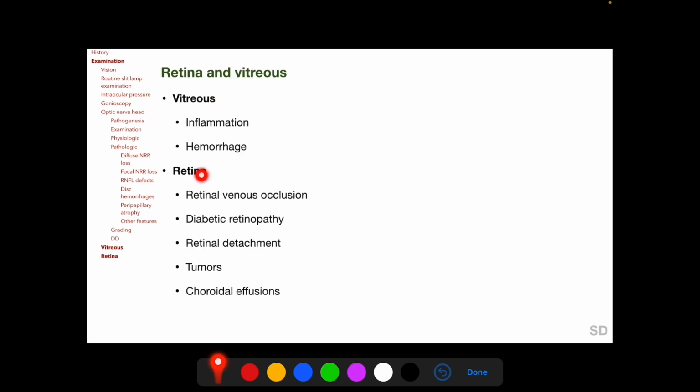Findings in vitreous and retina can indicate causes of secondary glaucoma, and this includes inflammation and hemorrhage in vitreous cavity, and in the retina, retinal venous occlusion, diabetic retinopathy, retinal detachment, tumors, and choroidal effusions.